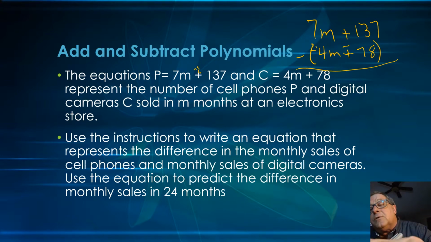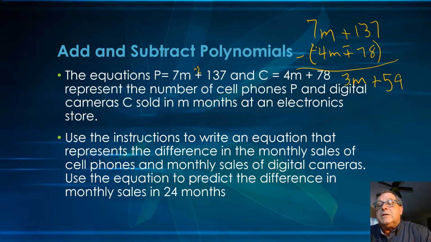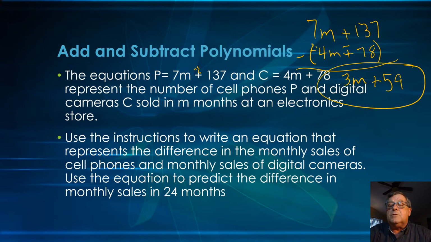And so let's see, 7m minus 4m, well, that's going to result in 3m. And 137 minus 78, let's see, let's borrow. 17 minus 8 is 9. And we borrowed, so 12 minus 7 is 5. So 59. So we have an equation that represents the difference between the number of phones sold and the number of cameras sold. And now we're going to use this to predict what the difference would have been back at some point in time.